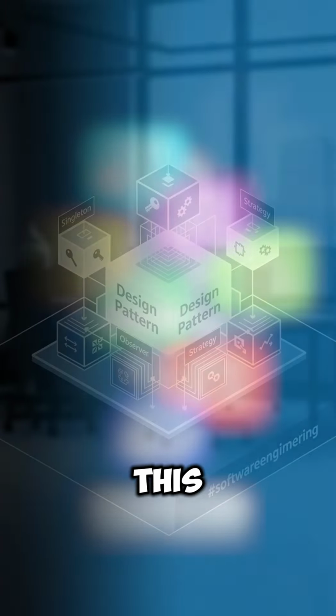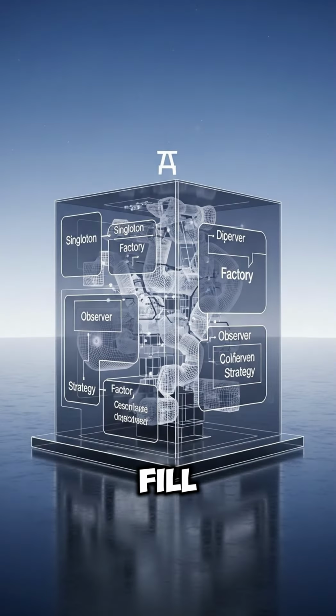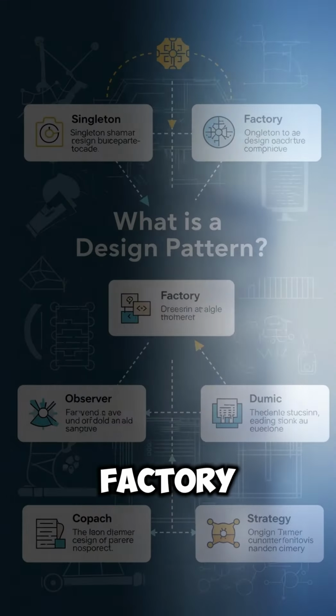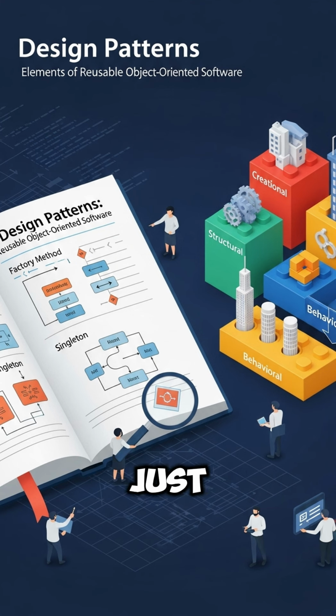Or how about this? You're creating objects, but the exact type of object depends on user input or runtime conditions. You could fill your code with ugly if-else chains, or you could use the factory pattern. Let a factory class handle the object creation logic, keeping your code clean and flexible. Need to add a new object type? Just modify the factory, not the entire code base.